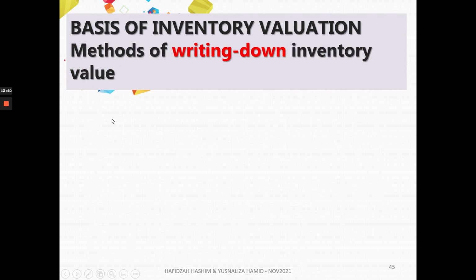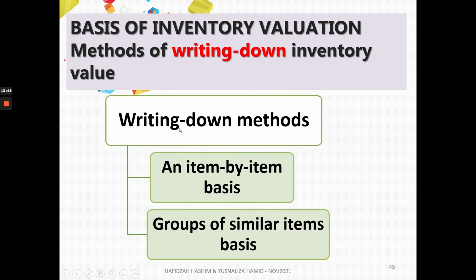Next is looking at the methods of writing down inventory value. To write down the inventory value, as I've shown earlier, where we debit the cost of sales and credit the inventories, it can be done using these two writing down methods.